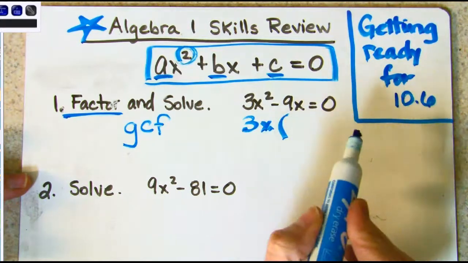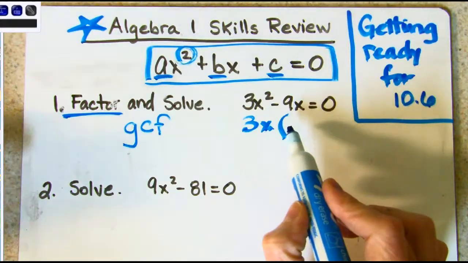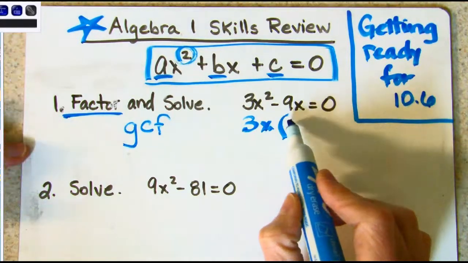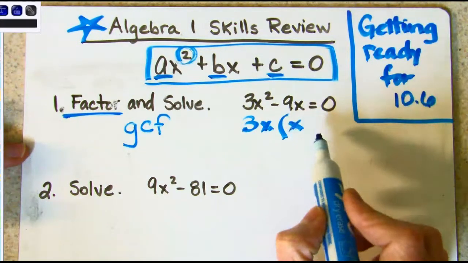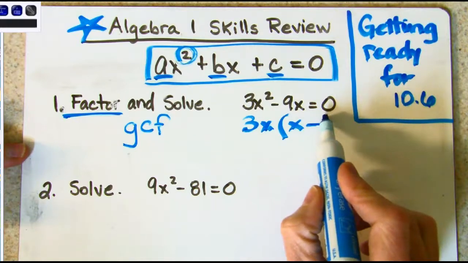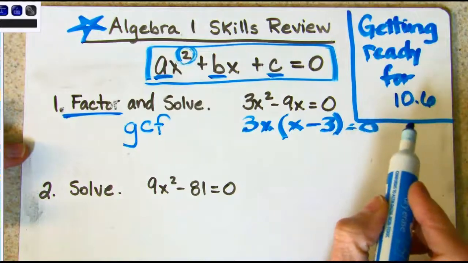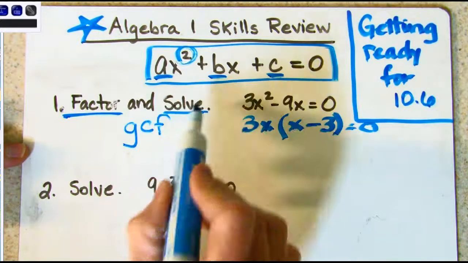So you bring that out front, and it's the backwards distributive property. You factor it. So 3x times x will give you 3x squared. Subtract 3x times 3 will give you 9x. Now that is factored. Now the solve part.